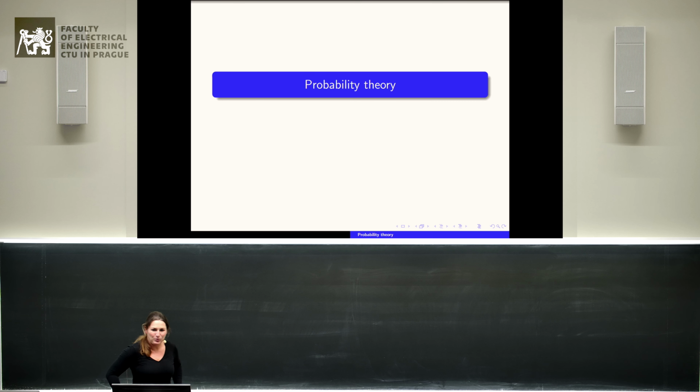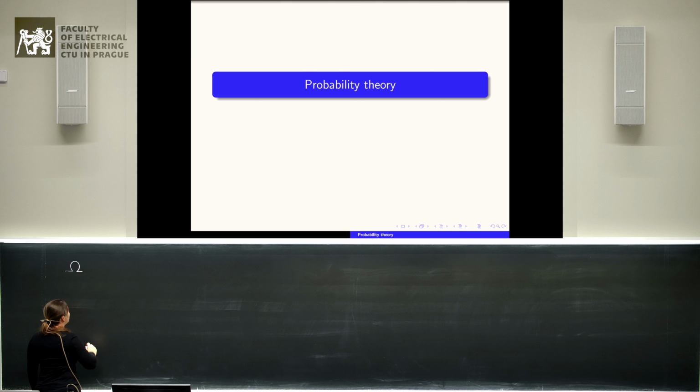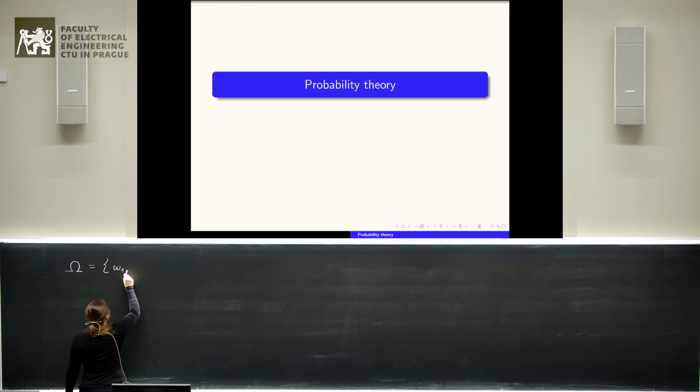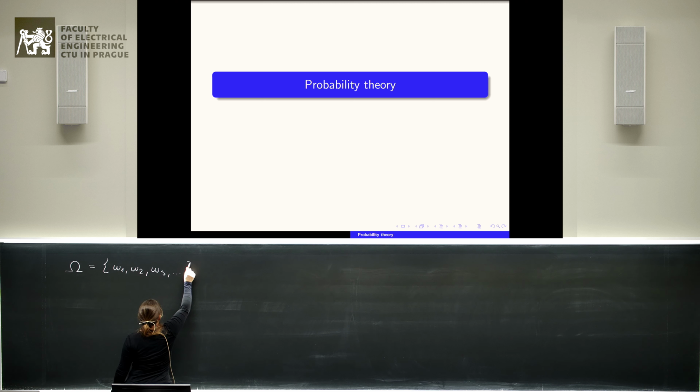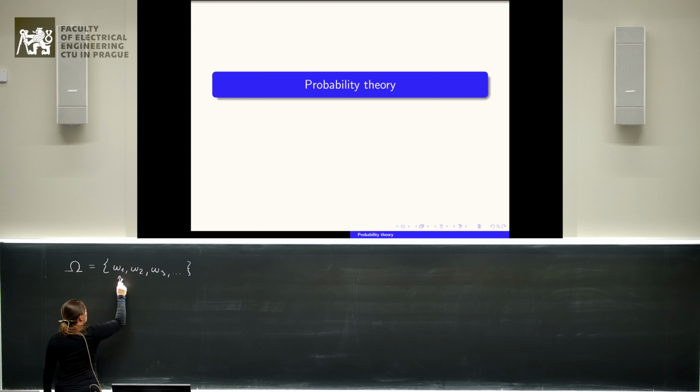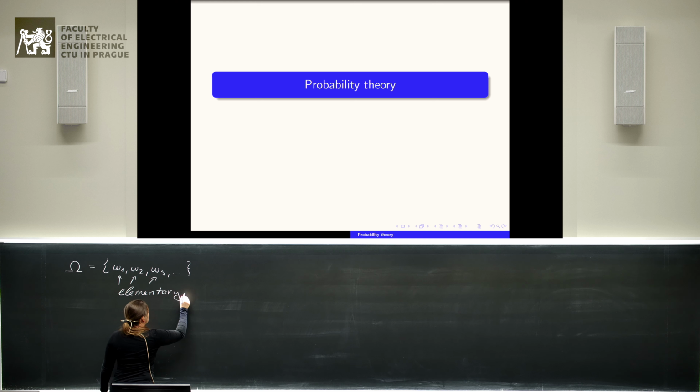Okay, so we will continue after 2 weeks in the lectures of probability theory. And I just recall what we did last time, so it means 2 weeks ago. We considered the set capital omega with the elements small omega 1, omega 2, omega 3, and so on, where the small omegas were called elementary events.